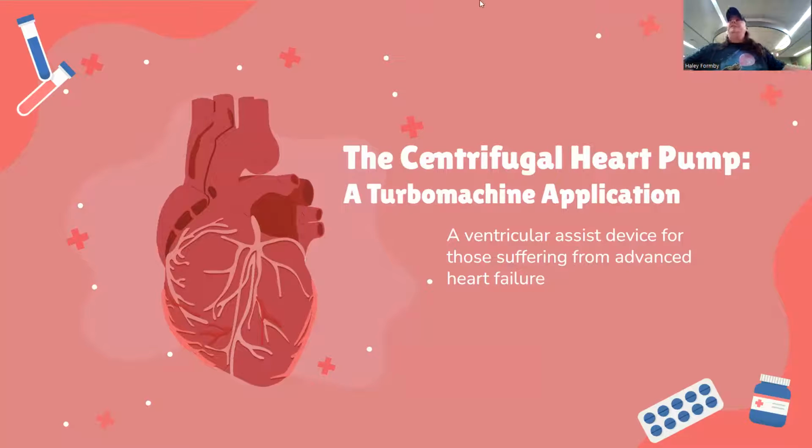One application of a turbo machine is a centrifugal heart pump. This is one of many machines of the family of ventricular assist devices available for those suffering from advanced left ventricular heart failure. This is usually a temporary solution, commonly used until appropriate donor for a heart transplant can be found.